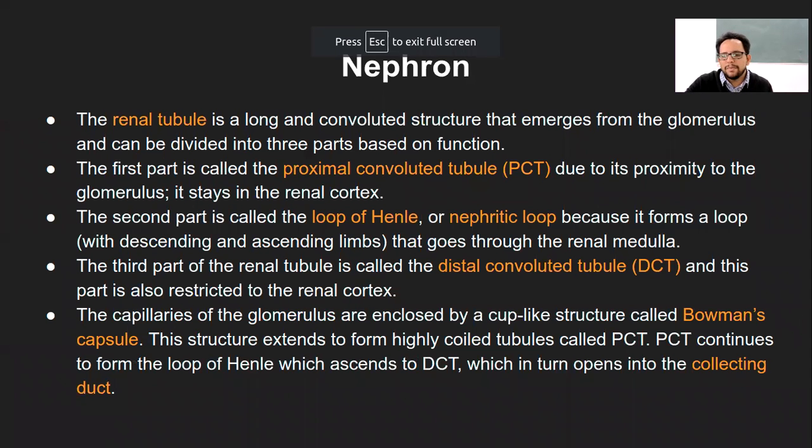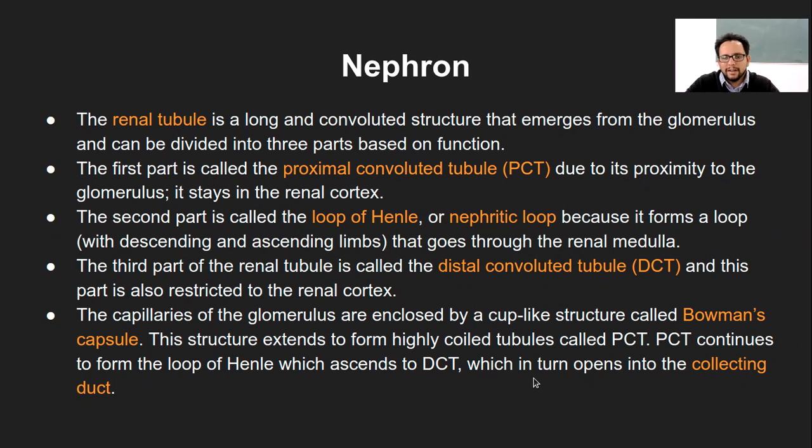So it's talking of the Bowman's capsule, and this Bowman's capsule extends to form the PCT. The PCT continues to form the loop of Henle, which ascends to the DCT, and this will open into the collecting duct. Now it is correct, because I gave wrong punctuation there.